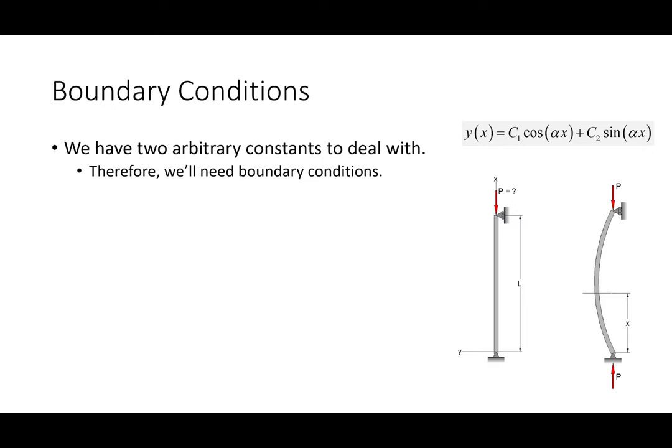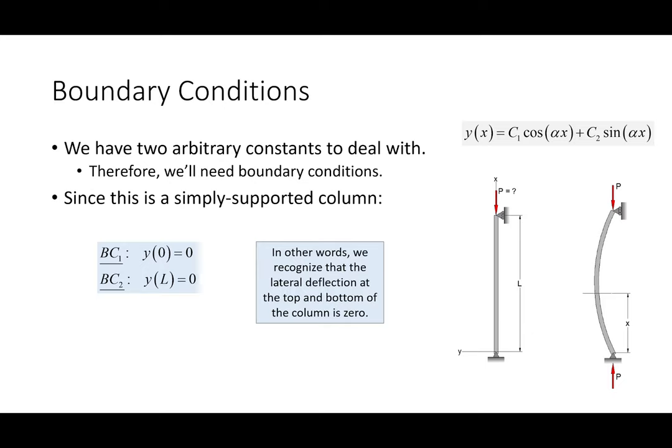Zero. Okay, so if I set up a coordinate system right here, this is at x equals zero. This right here is at x equals L, the length of the column, right? With me so far? So I have two boundary conditions that I can apply. Boundary condition one is that the deflection at x equals zero is zero. Boundary condition two is that the deflection at x equals L equals zero.